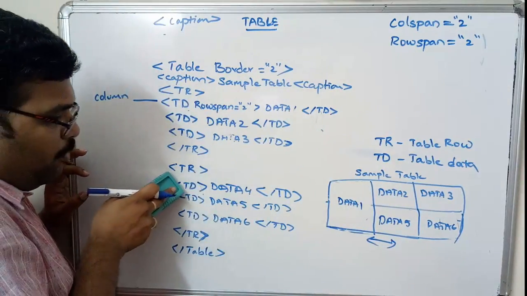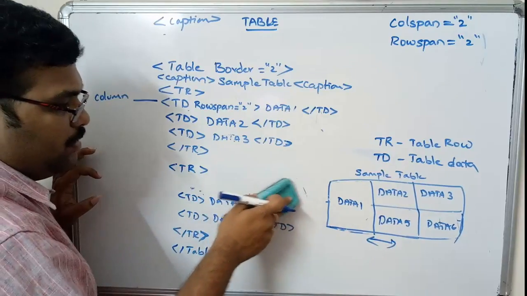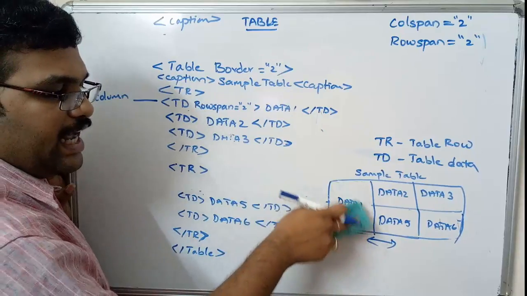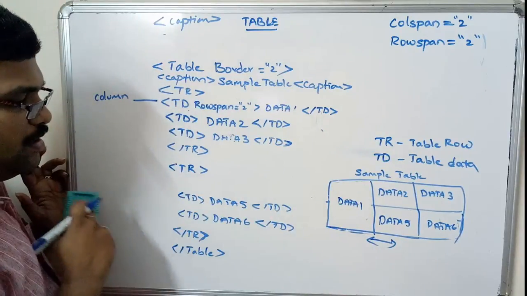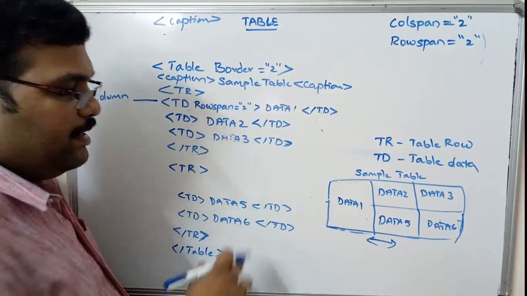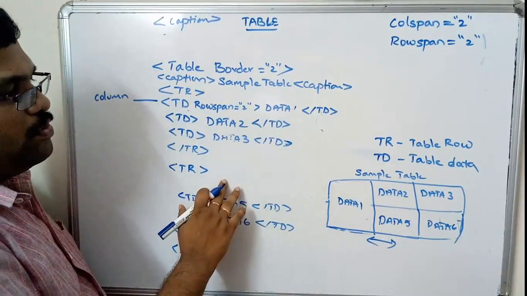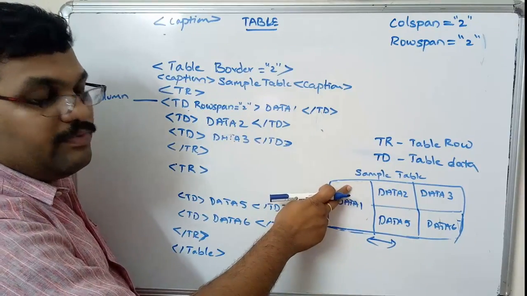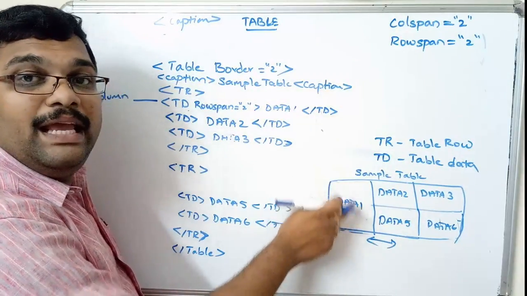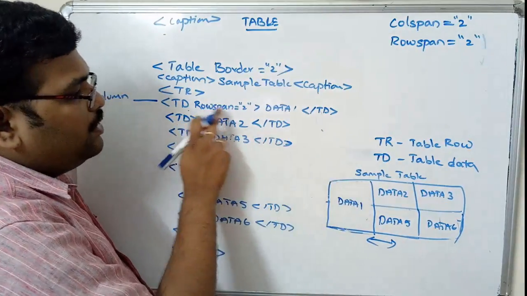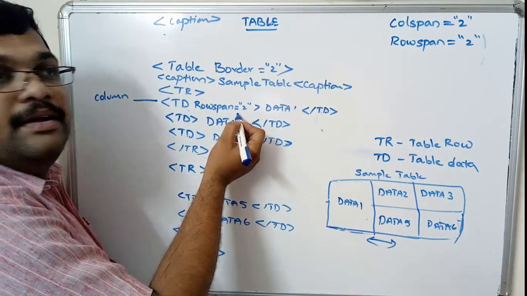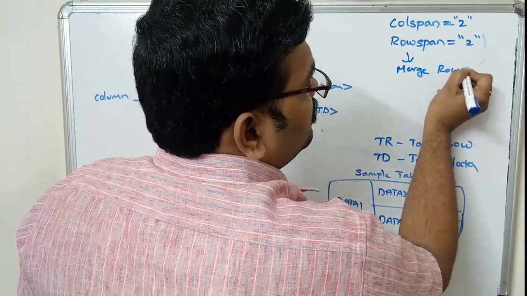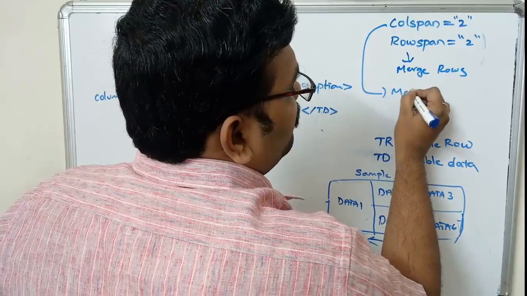Now remove the first one, because in the second row also the first data has been merged. So remove the first one so that we will get the same. This is the output. So rowspan 2 means the first column of the first row and the first column of the second row will be merged, right? So for that we are writing rowspan. Rowspan will merge rows, colspan will merge columns, right?